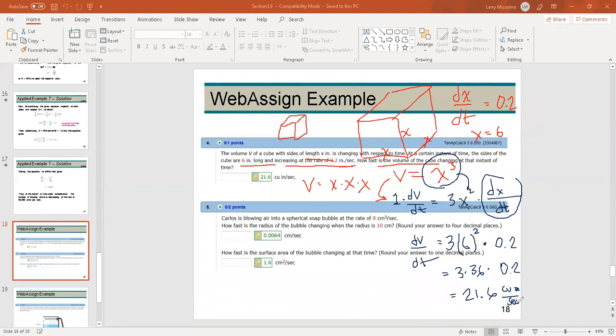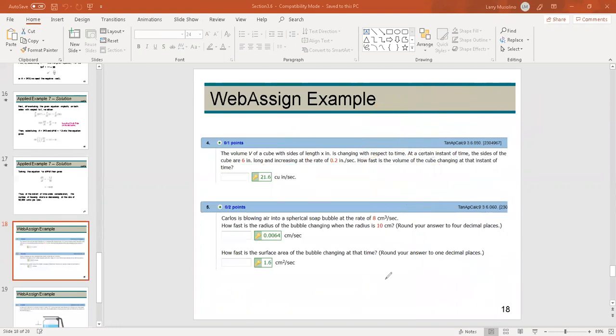All right, let's go down to the bottom example, number 5. So number 5 says, Carlos is blowing air into a sphere at a rate of 8 cubic centimeters per second. Now, sometimes these units will help you identify what quantity is being described. When I see cubic centimeters, I know that's a volume measurement. Seconds is a time measurement.